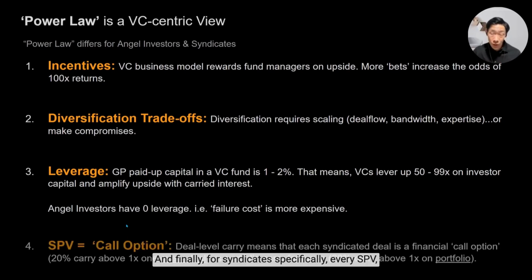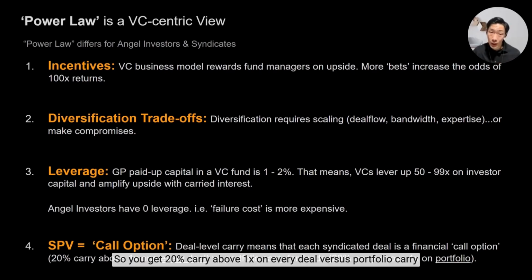And finally, for syndicates specifically, every SPV, the return characteristics resemble a call option. This is because of deal level carry, right? So you get 20% carry above 1x on every deal versus portfolio carry for funds, which is 20% carry above 1x on the entire portfolio.